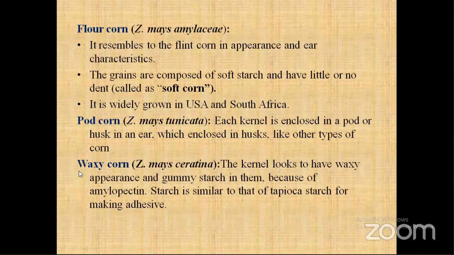that is called husk. And next one is waxy corn, Zea mays ceratina. This kernel has a waxy appearance, with gummy starch in it. This waxy corn has a high amount of amylopectin compared to all other types of corn. Normally in other maize, 70% amylopectin is present, but in waxy corn, around 100% amylopectin is present. And the starch is similar to that of tapioca starch. It is used for making adhesive. Tapioca starch is prepared from the roots of the cassava plant, and it is used for preparing a few snack items also.